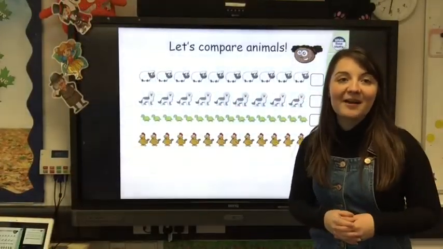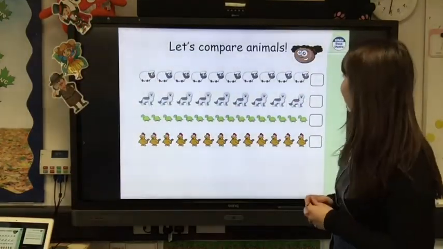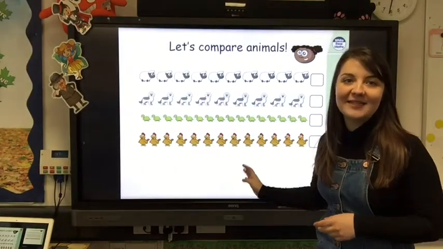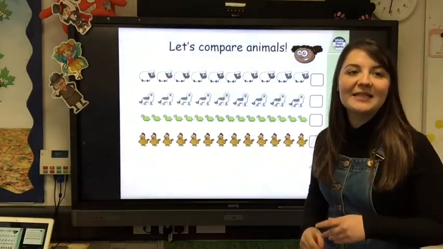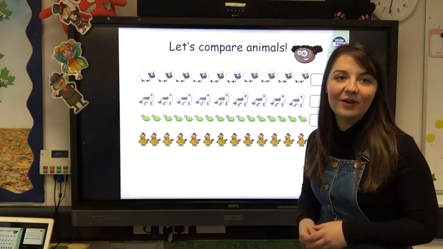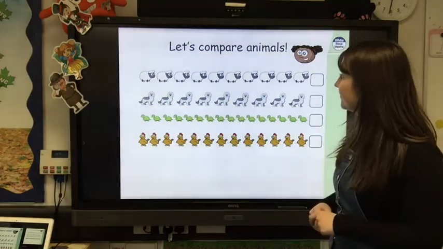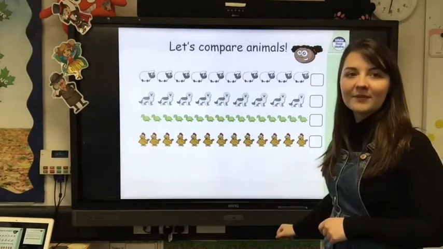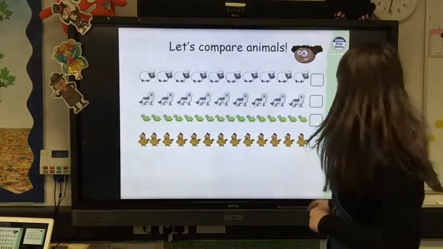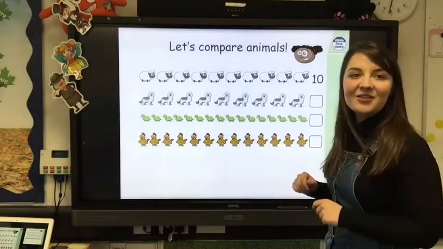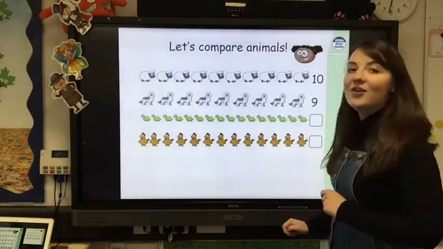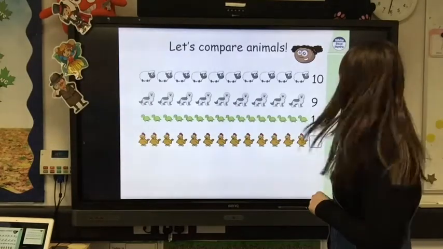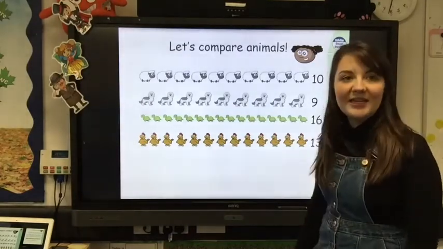Okay, so now we have some animals to compare. We have sheep, dogs, tortoises and chickens. I want you to pause the video and find out how many of each animal there are. Okay, have you done some careful counting? We have 10 sheep, 9 dogs, 16 tortoises and 13 chickens.